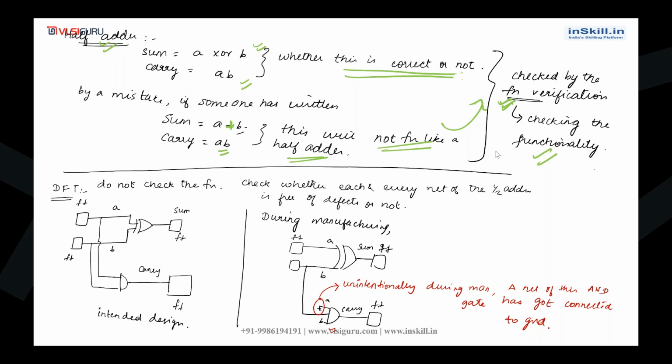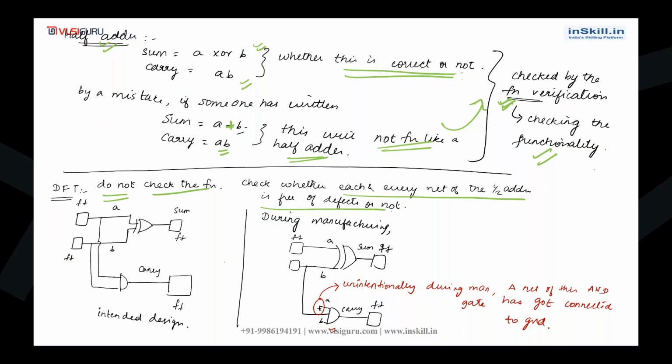Okay, so what does the DFT team do? We do not check the functionality. We check whether each and every net of the half adder is free of defects or not. That is what will be checked by the DFT team.